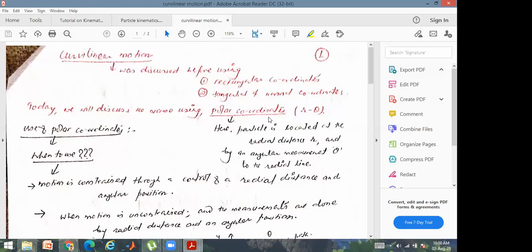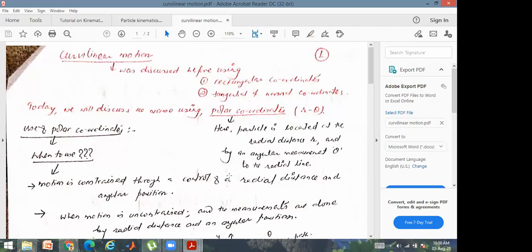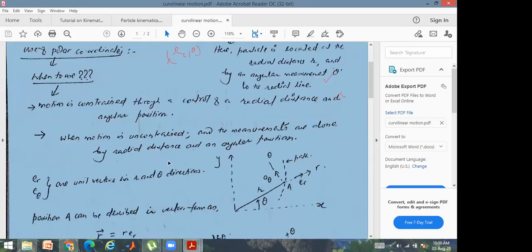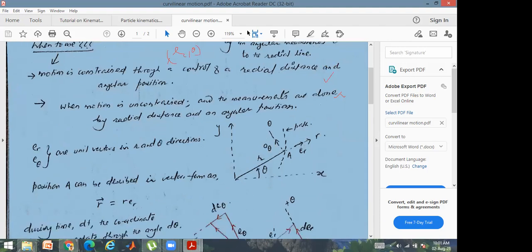Okay, now let's discuss curvilinear motion. Here we will be discussing the concept using r and theta, or the polar coordinates r and theta. Okay, so we discussed before using rectangular coordinates, and then we discussed the concept of tangential and normal coordinates, and now we will be discussing curvilinear motion using the polar coordinates. So in polar coordinates, the particle is located at the radial distance r by an angular measurement theta to the radial line. So in that case, you need to use the concept of r and theta.